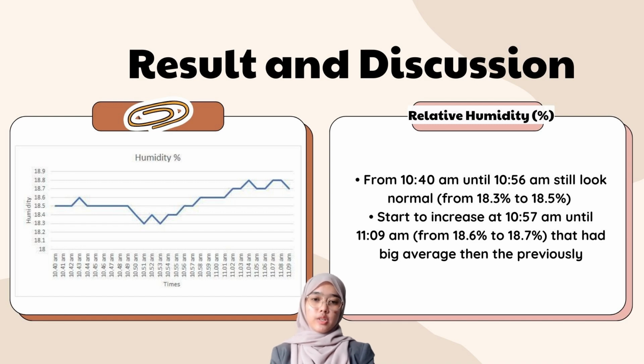The third result is the relative humidity. So we can see from the graph that from 10:40 am until 10:56 am it still looks normal, from 18.3% to 18.5%. Then it starts to increase at 10:57 am until 11:09 am, from 18.6% to 18.7%. So as we can see, that had a bigger range than previously.